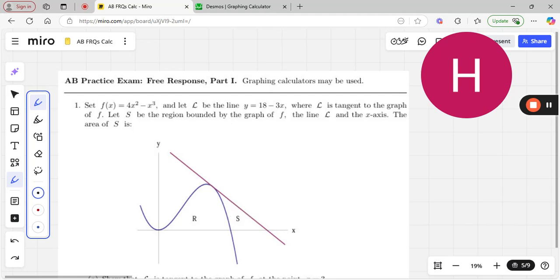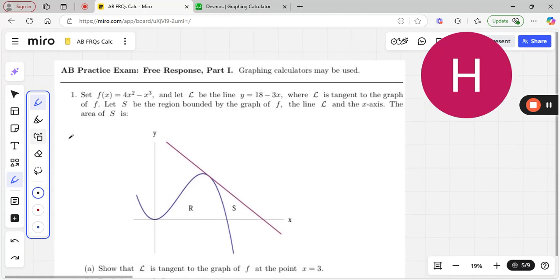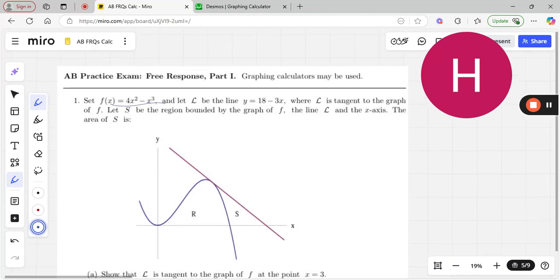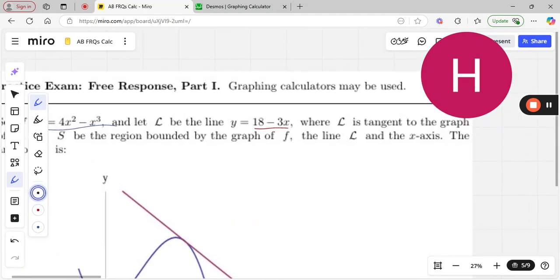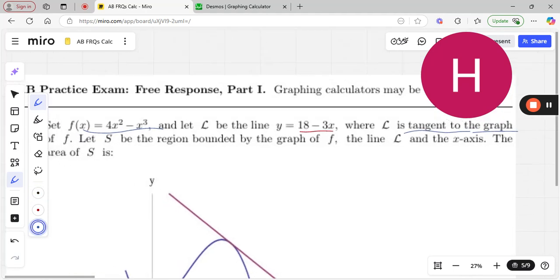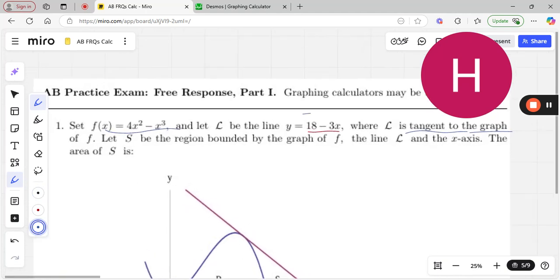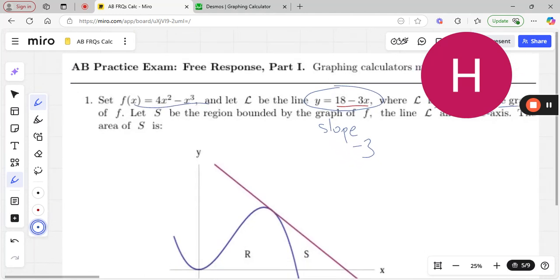These are the kinds of things that I think about if I were starting an AP question. f of x, this is obviously the blue function, so I'm going to highlight that. And the line, okay, 18 minus 3x. The line is tangent to the graph, so that means that it touches, it has the same x and y value, but it also has the exact same slope. And it's really easy to figure out this slope. We know that that line has a slope of negative 3. Therefore, at this point, we know that this function also has a slope of negative 3, just at that point.